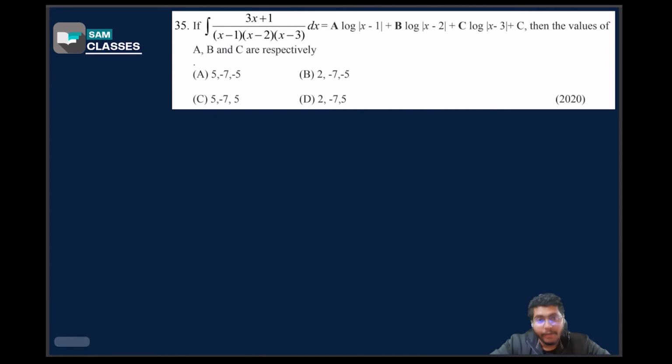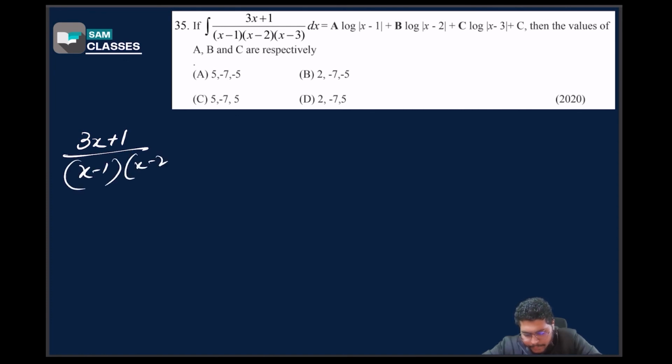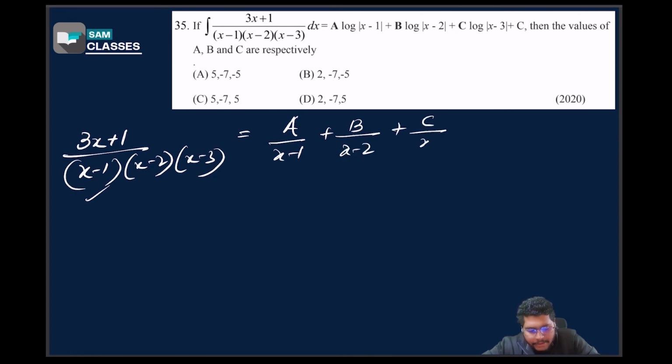Okay. Now again, that kid question, they have given a by parts question. So the moment you see it, tell yourself this is a kid question. Now in this, what we're going to do is write the whole left hand side, 3x plus 1 by x minus 1, x minus 2, x minus 3, and then write it equal to a by the first term, x minus 1, plus b by the second term, x minus 2, plus c by the third term, x minus 3. Now what you do, take this whole thing and put it here, here, here.